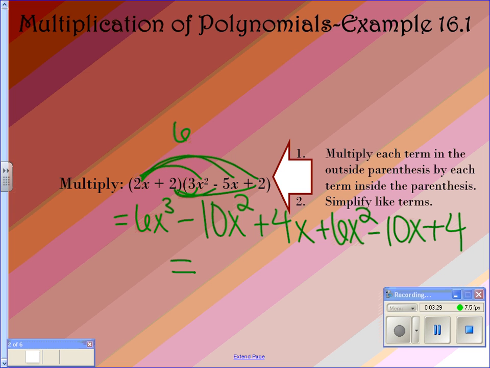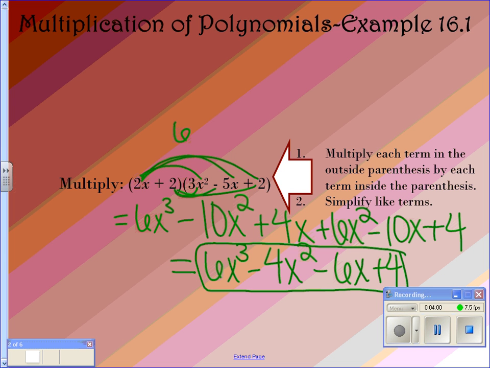So, what is our highest power? The cubed. Do we have any others besides this one? So it's just 6x cubed. How many squares do we have? We've got negative 10 and 6, which is... Does that make sense? Okay, what would be the next term? Negative 6x, and then the last one is plus 4. All of that is your answer. Does that make sense?